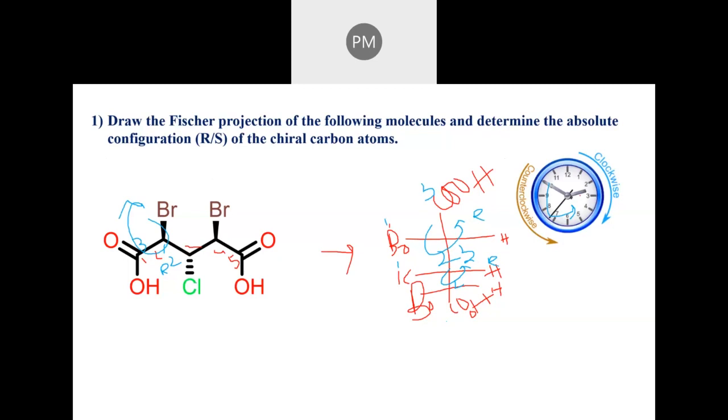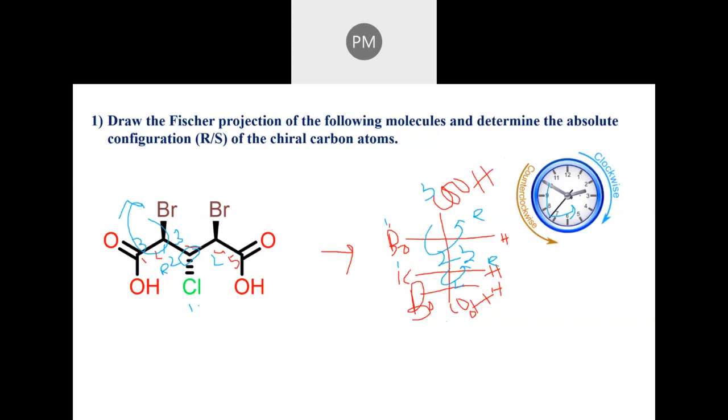Now I have to check here whether it is R or not. So this one will be our first priority. CBr COOH, this will be second priority, CBr this thing. So for these cases, there will be two in that middle center. The two centers are similar. So this could be R, S, or anything that will happen.